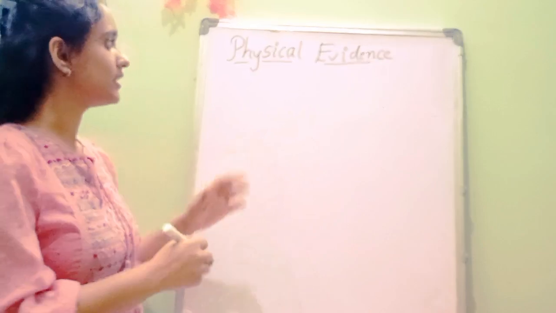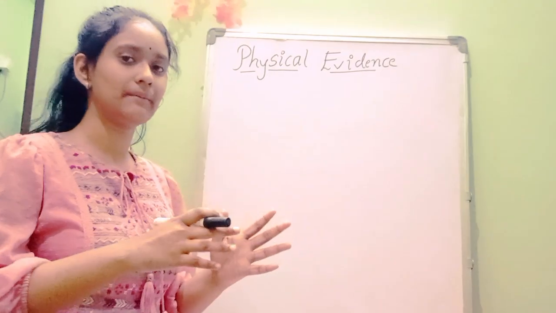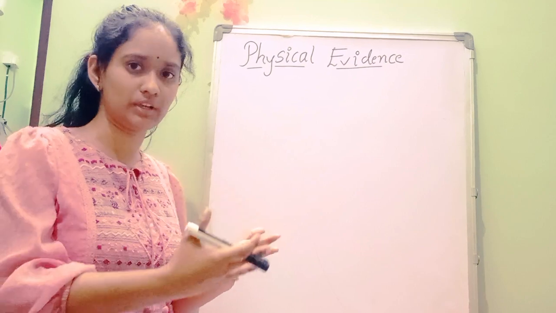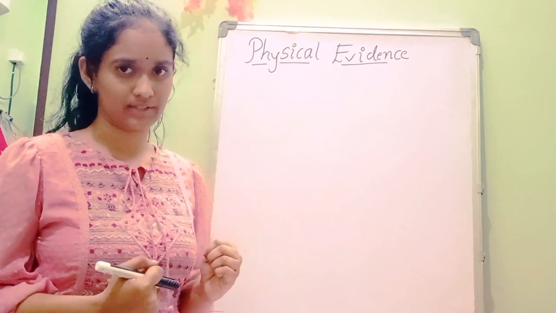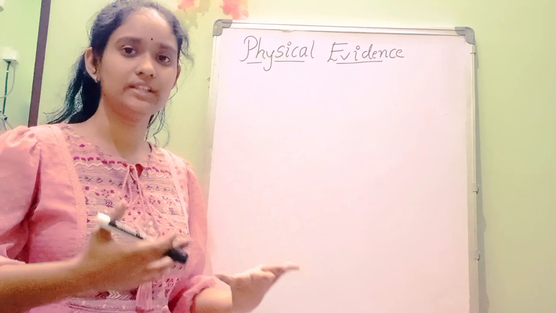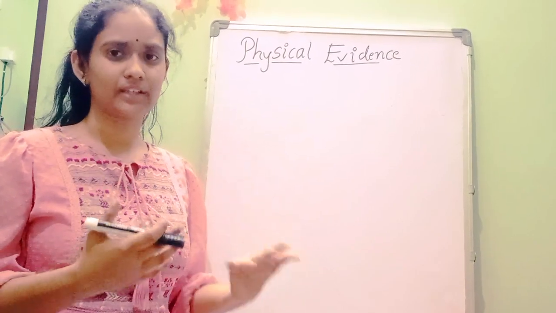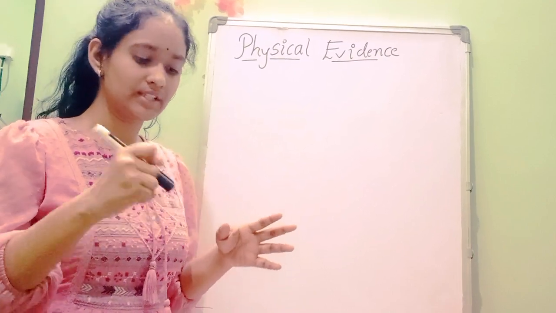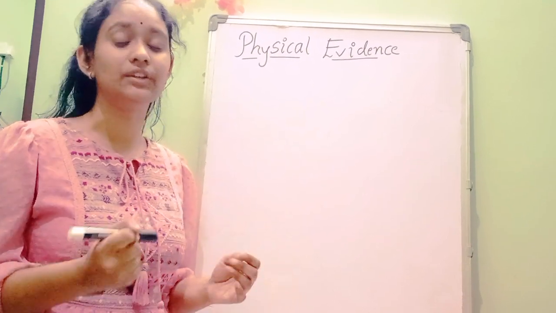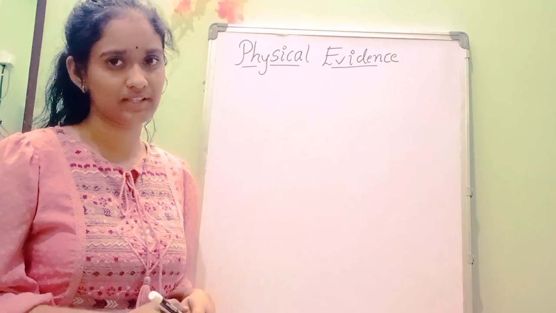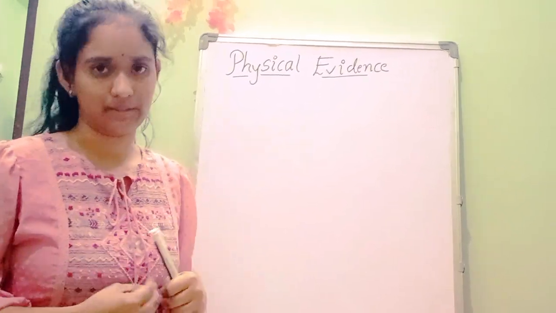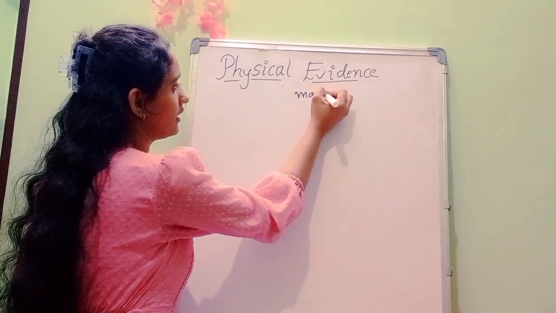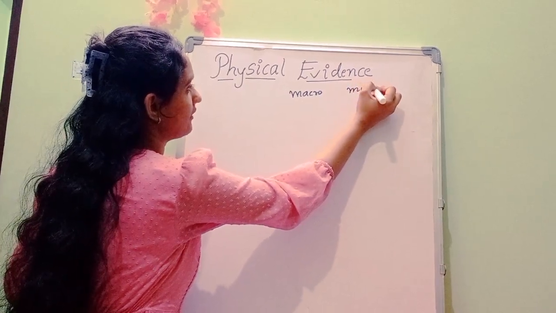This evidence can be big things or small things. They can be macro evidences or micro evidences. Macro means what you can easily see with your eyes, which is easily visible to us. Whereas in micro, we have to search very carefully. It is very difficult to locate micro evidences, and to collect and test them. So evidence can be macro and also micro, and we have to check both.